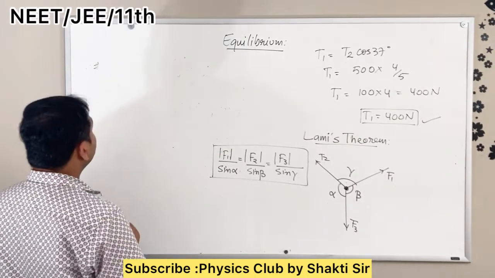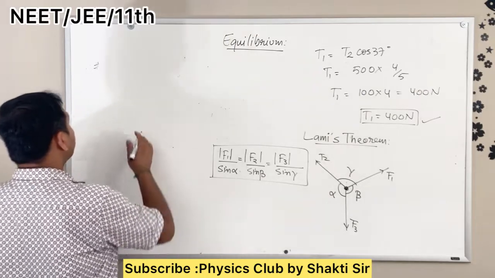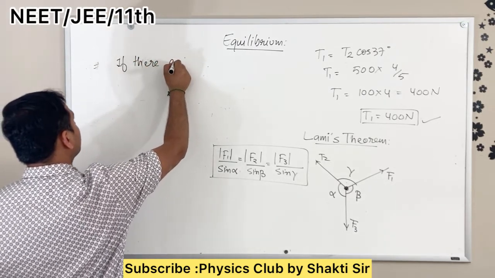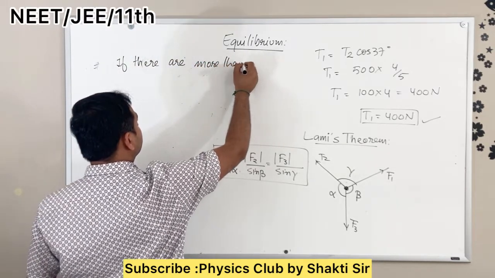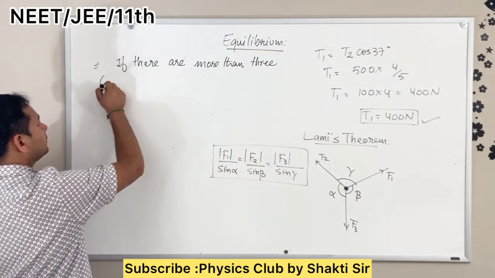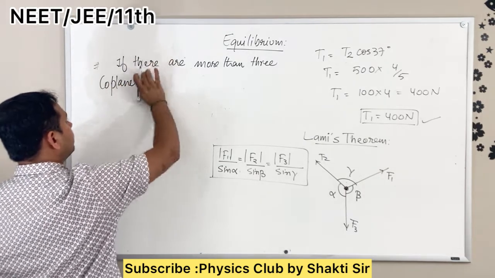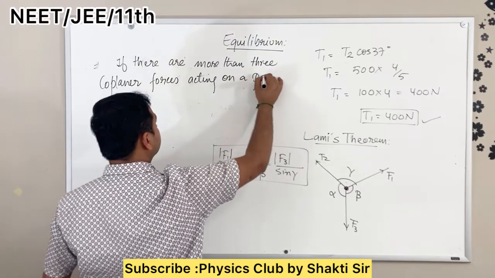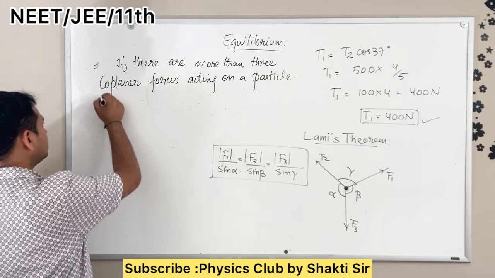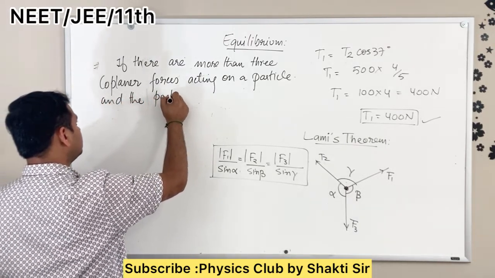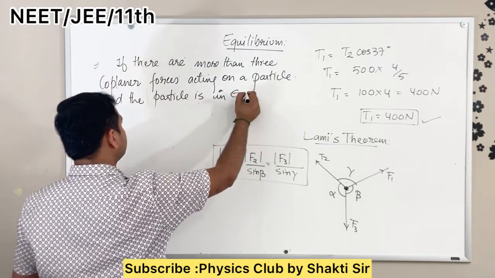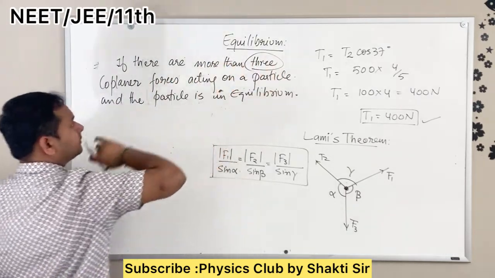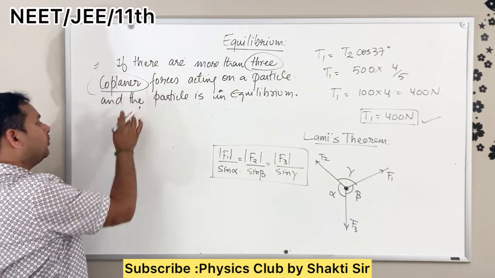Now I am saying, if there are more than three coplanar forces acting on a particle, and the particle is in equilibrium, then in such situations keep in mind, if there are more than three forces, those forces should be coplanar. It means in the same plane.